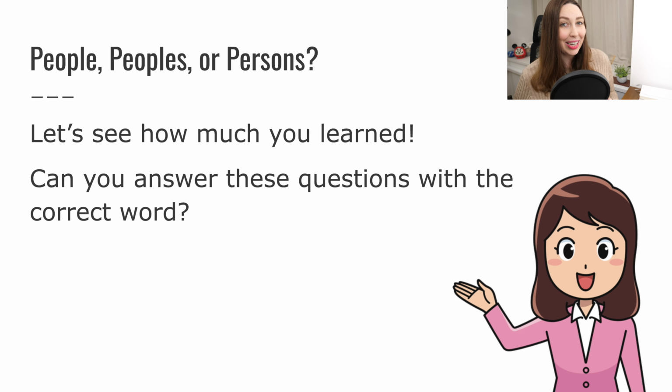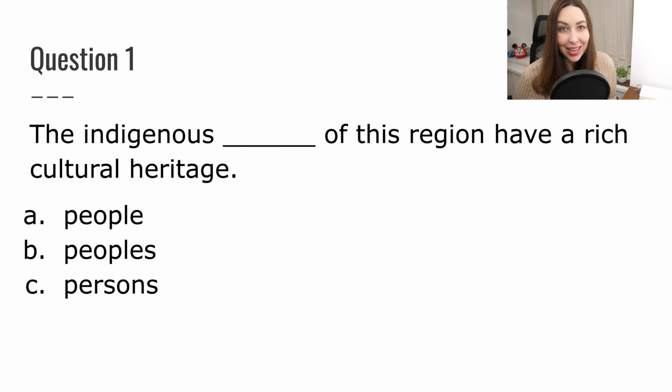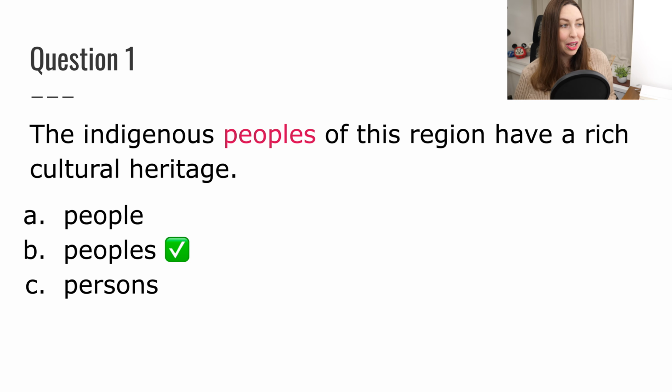Let's see how much you learned. Can you answer these questions with the correct answer? Please write your answers in the comments below. I will be checking them, okay? Question number 1. The indigenous blank of this region have a rich cultural heritage. Will we use the word people, peoples, or persons? I'll give you a few seconds. Please write down your answer. Okay. The answer is B, peoples. The indigenous peoples of this region have a rich cultural heritage. We use peoples here because we're talking about an ethnic group.